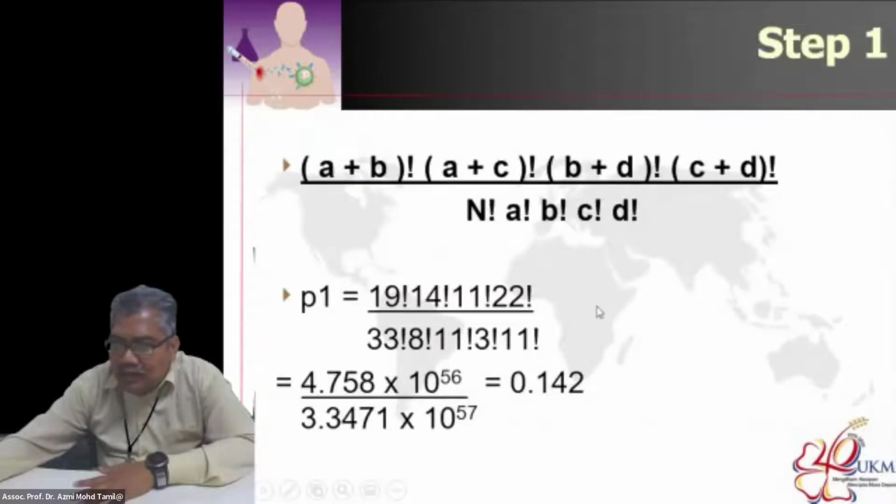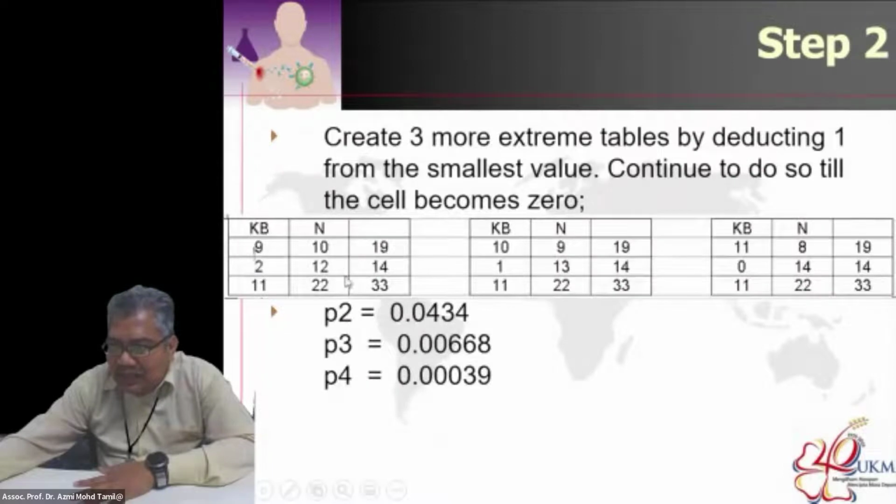Okay. So this is one calculation. This is the second calculation, third calculation, fourth calculation, until one of the cells becomes 0. So that's why you don't calculate Fisher exact test manually. You use SPSS.